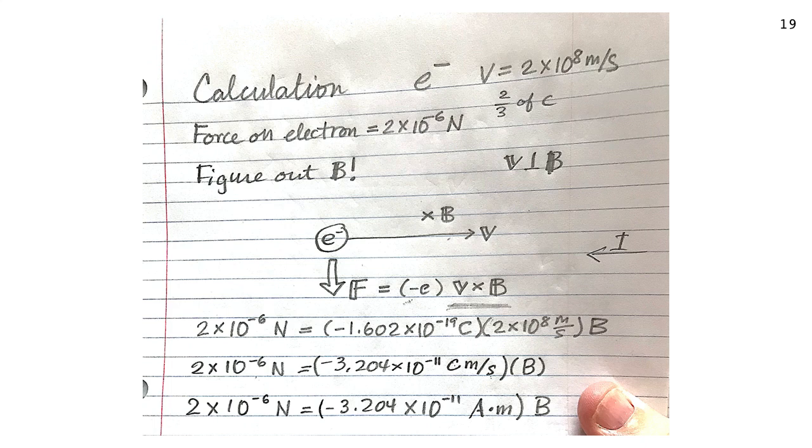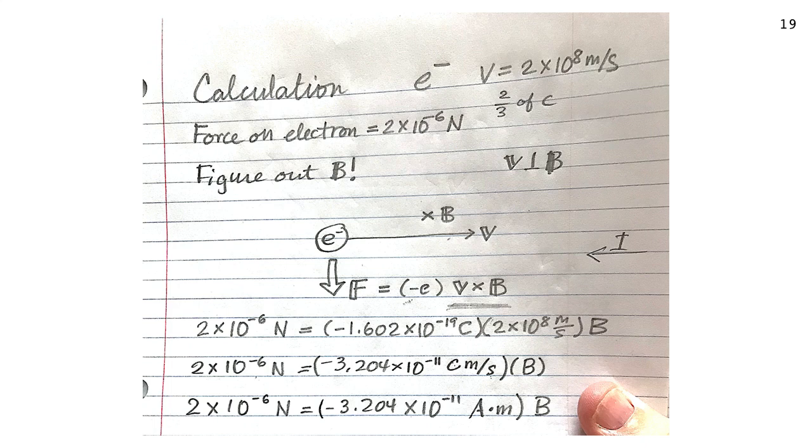Now, this is an electron. So V cross B is up, but it's an electron. So the force is the opposite of that, right? So the force is going to be downward. Okay, and let me just write it down here.